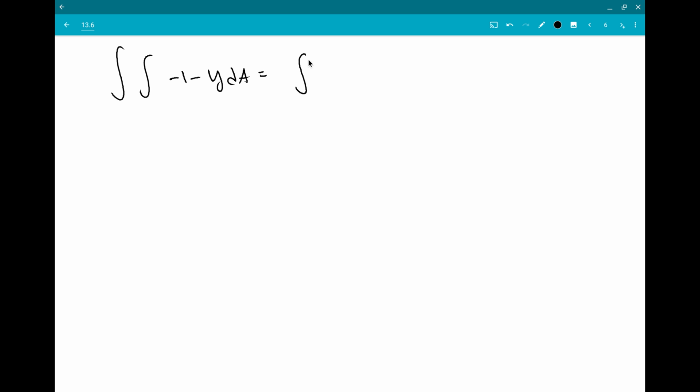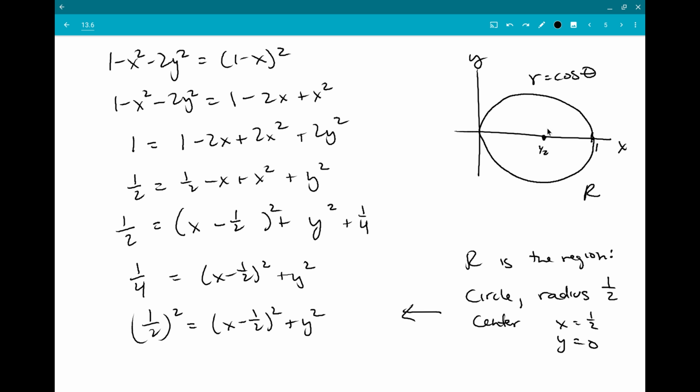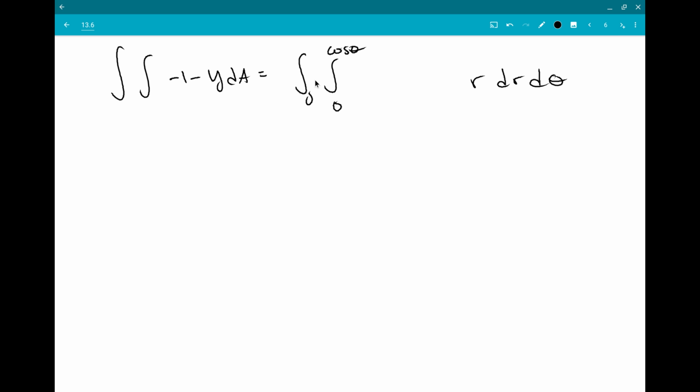We can do this in polar coordinates. So we can say we're looking at r dr d theta is our dA. And our radius goes from 0 to cosine theta. And our theta will go from 0 to pi. And then our y will become r sine theta, so the integrand is minus 1 minus r sine theta. We could go ahead and evaluate it there.